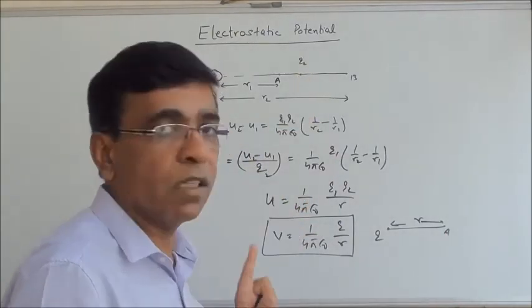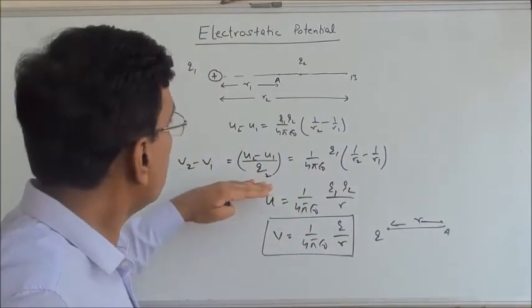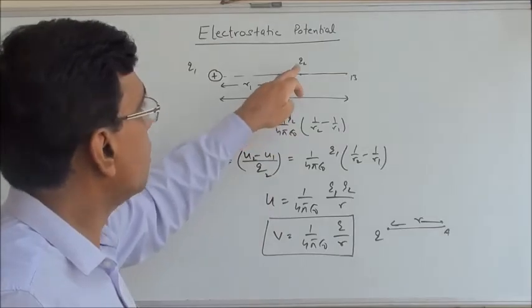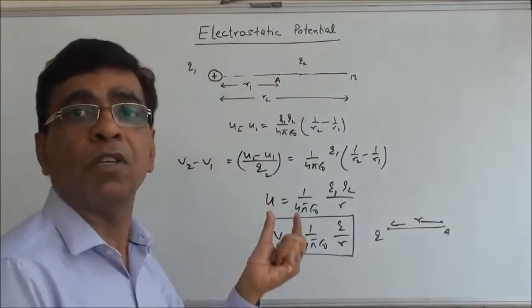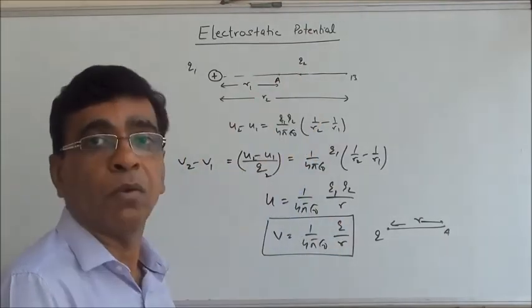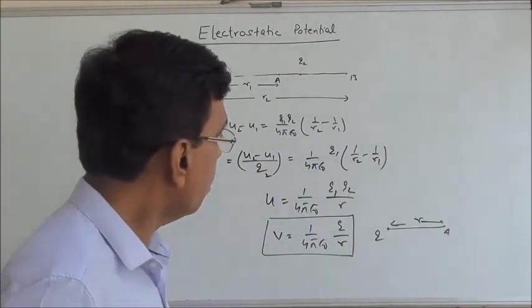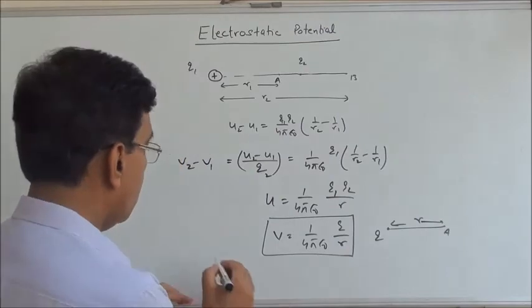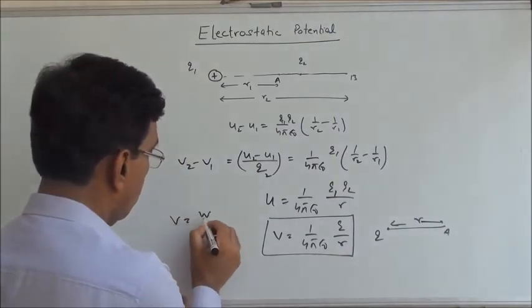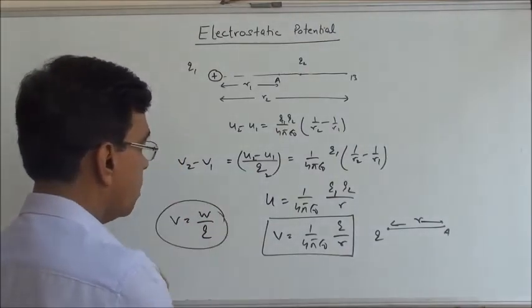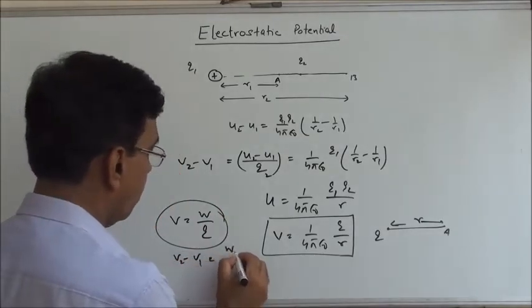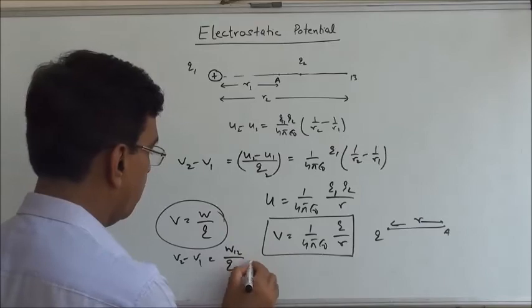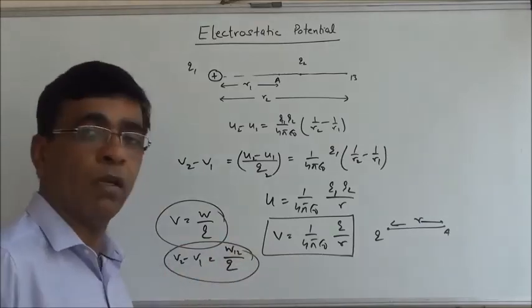Derivation to be done exactly in the same way as we have done for the potential energy. The only difference is that this charge needs to be unity, or we need to divide the potential energy by this charge Q2. Now potential is work done per unit charge. Potential difference between 2 points is work done in moving from 1 to 2 divided by charge.